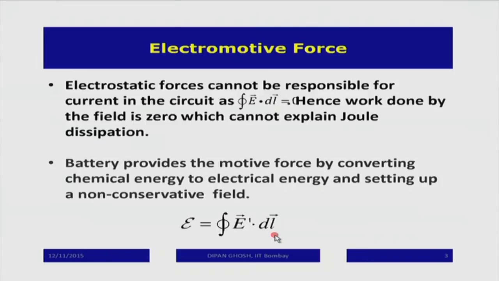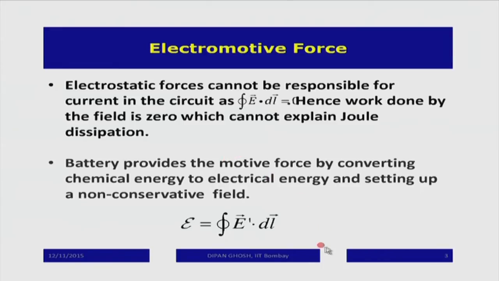So, basically what I am now trying to say is this: my electric field has two parts. Outside the battery, in the external circuit, I have an electric field which is conservative. But the moment that charge enters a battery, I know that work has to be done, right? I know the conversion of chemical energy to electrical energy is taking place. So therefore, this E prime that I have talked about is a non-conservative field. So outside I have got a conservative field, inside I have got a non-conservative field.